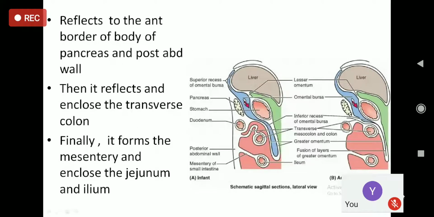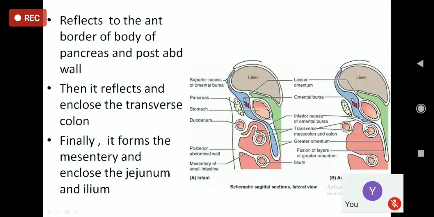it reflects to the anterior border of the body of the pancreas. So here we can see this is the body of the pancreas. So it reflects by forming the anterior covering of the transverse colon, and it reaches to the body of the pancreas. So the transverse mesocolon is attached to the transverse colon and the anterior border of the body of the pancreas here.